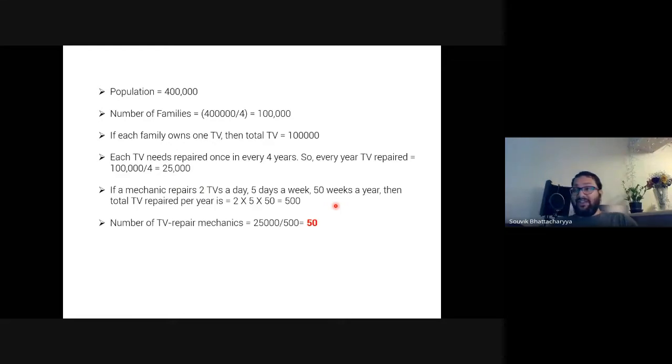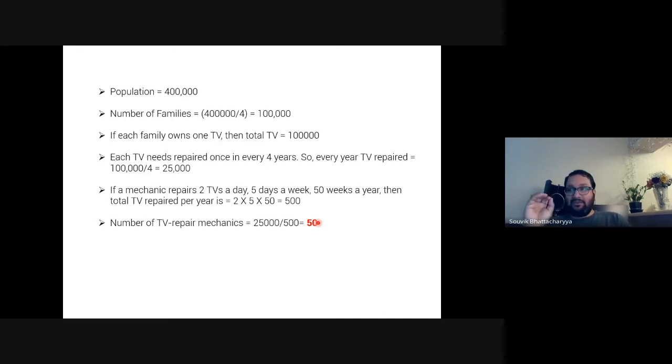So we can actually estimate that the number of TV repair mechanics would be about 50. And if we are within 4 to 5 times the range of error, like if let's say there are 250 mechanics in Bardhaman, then we are close. We did a very good job. And this is one example of mathematical modeling.